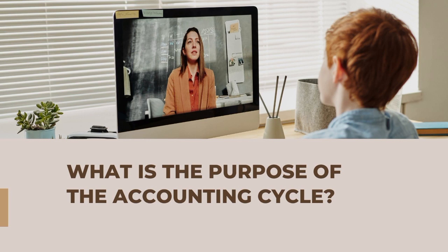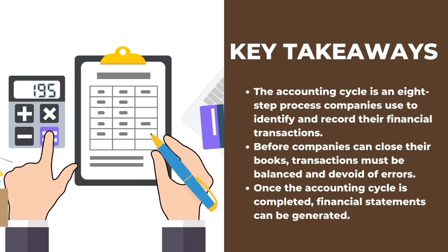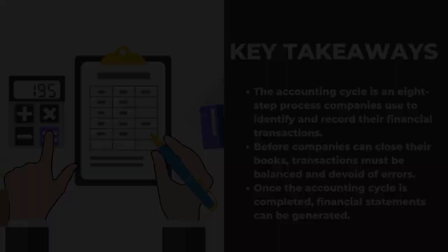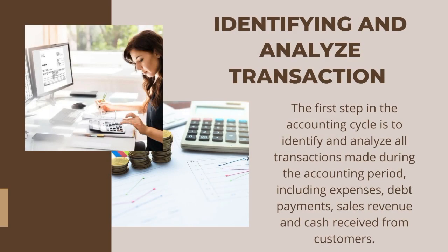In short, the accounting cycle verifies that every dollar going into or out of the various general ledger accounts is reported. These are the key pointers of the accounting cycle. The first step in the accounting cycle is to identify and analyze all transactions made during the accounting period, including expenses, debt payments, sales revenue, and cash received from the customers.